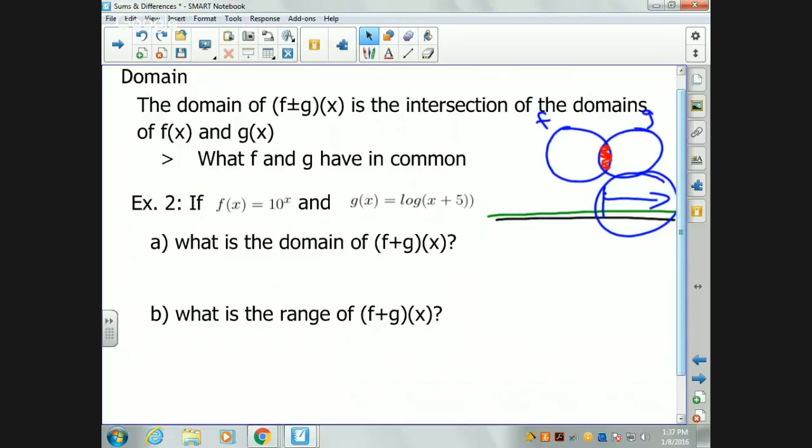Again, if I asked you to find f plus g at x, you would just add those two functions together. So the combined function would be 10 to the x plus log of x plus 5. Looks like I have an extra bracket there on the end. That one you couldn't simplify anymore. You would just leave it as it is.